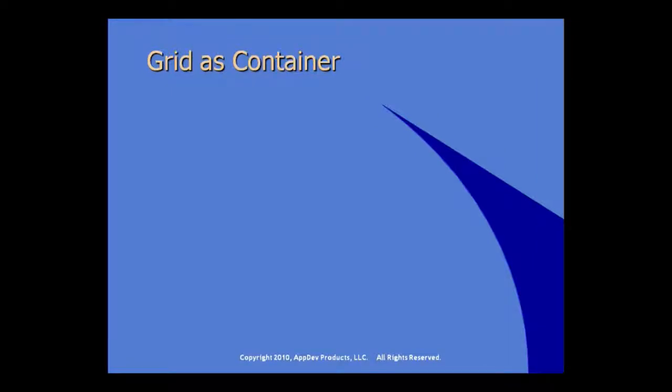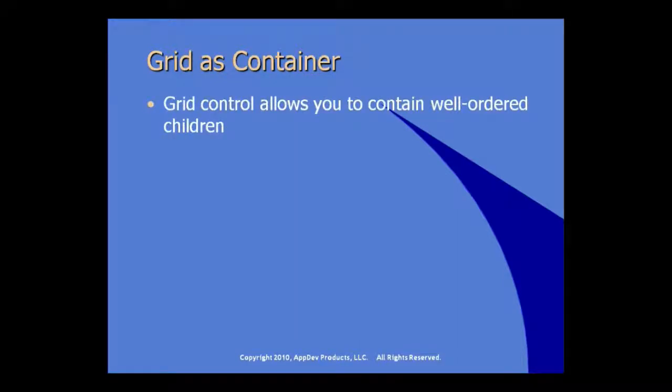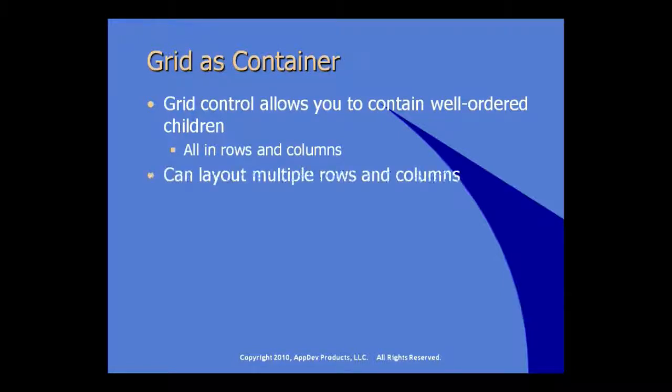Another common container control is the grid control. The grid control allows you to contain well-ordered children as opposed to real-life children. The grid's children appear neatly in rows and columns as you'd like your real children to appear. You can lay out multiple rows and columns within the grid container, and the sizing of those rows can be either absolute or relative. Let's look at an example that demonstrates working with the grid control.